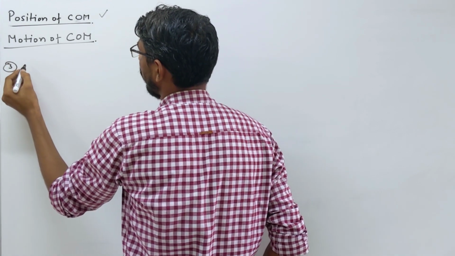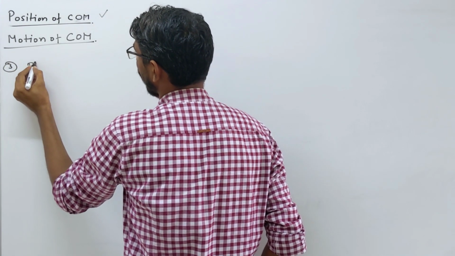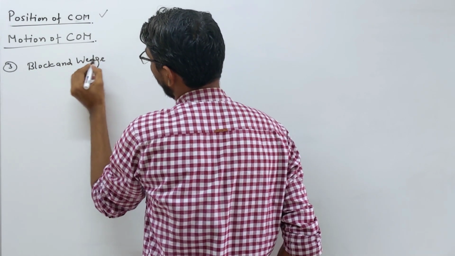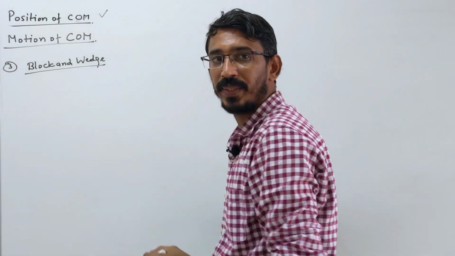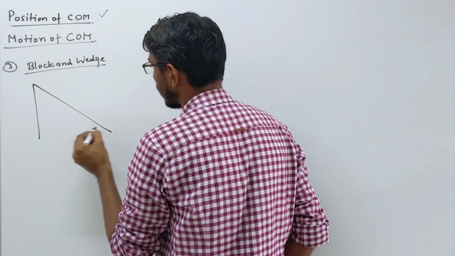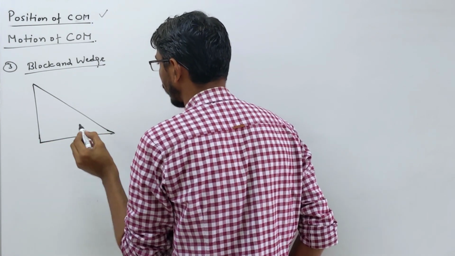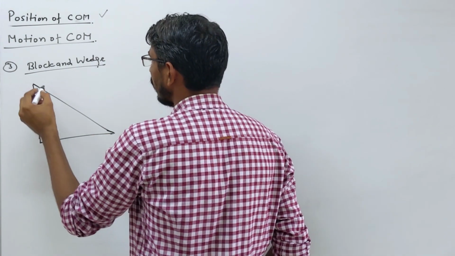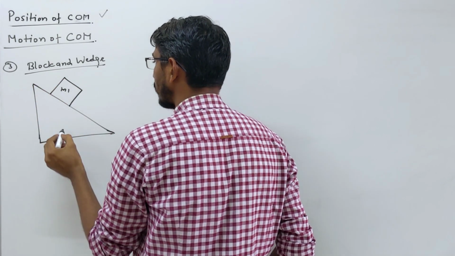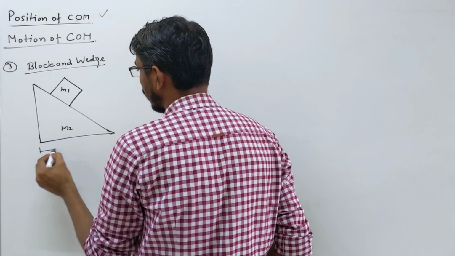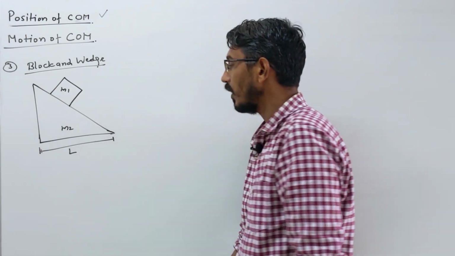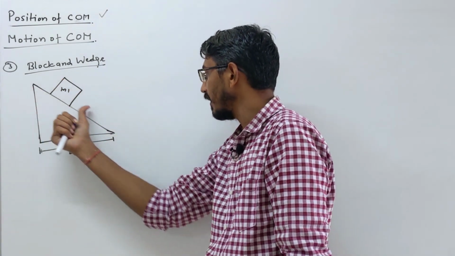Okay, let's talk now about the block and wedge problem. This type of question. How they ask here: there's a wedge, like this type of wedge of some mass may be given, and there is a block placed on this, say of mass m2, and the mass of the wedge m1. The side of this block will be given, let's say L again, right? They said that this block slides and comes down.